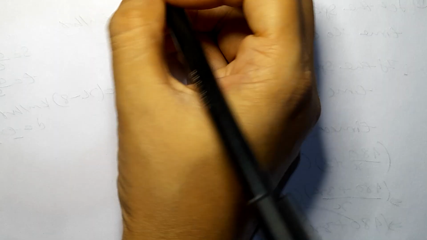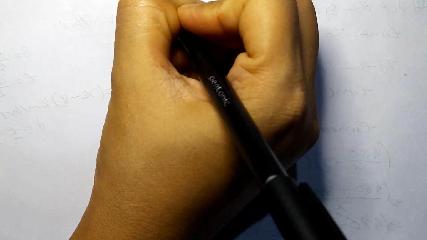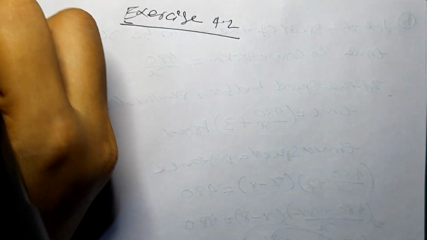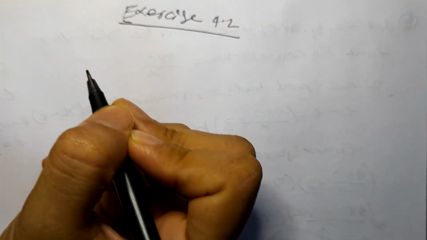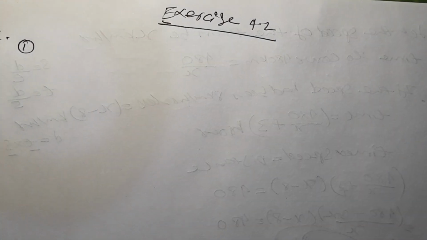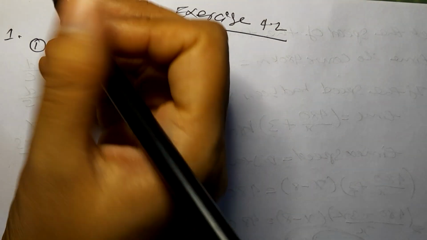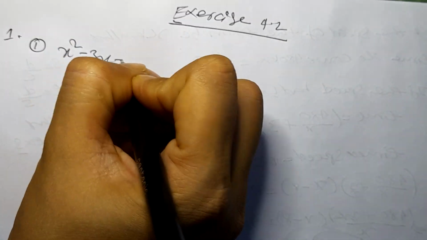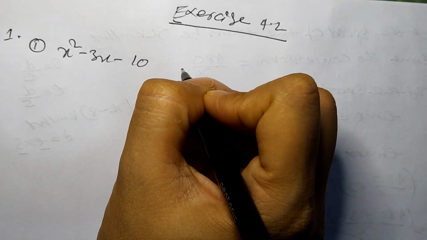Exercise 4.2, question number 1, Roman number 1: x square minus 3x minus 10 equal to 0.